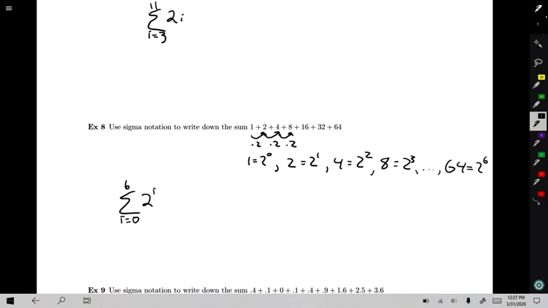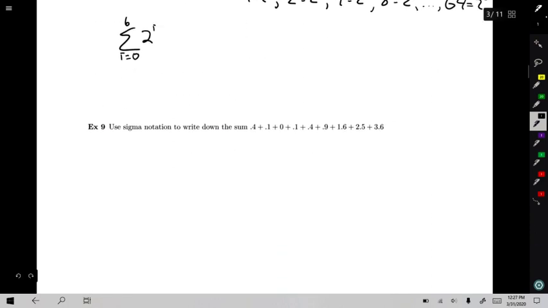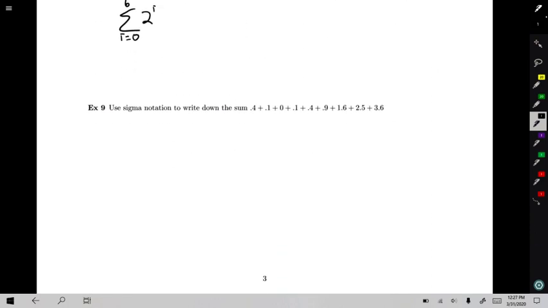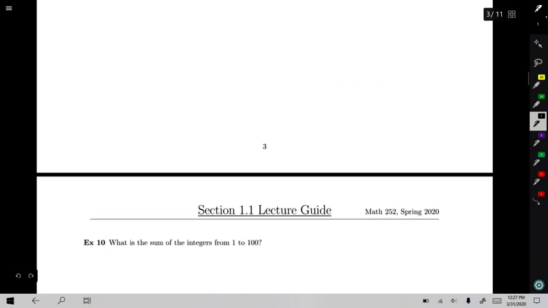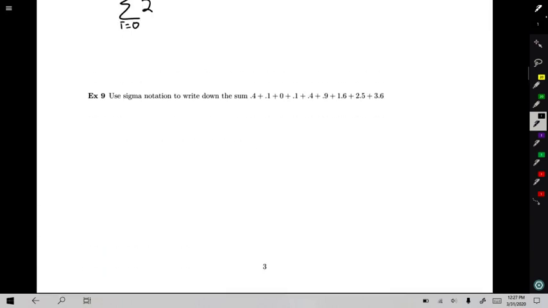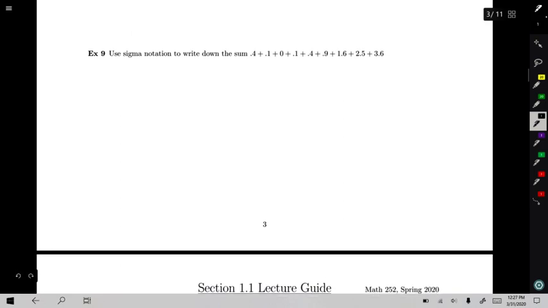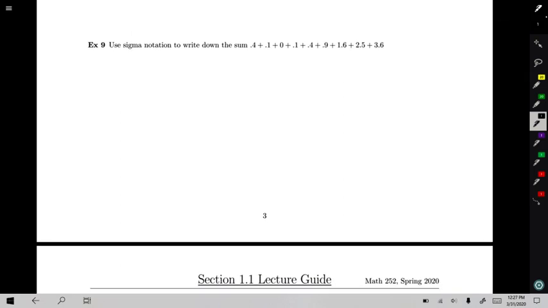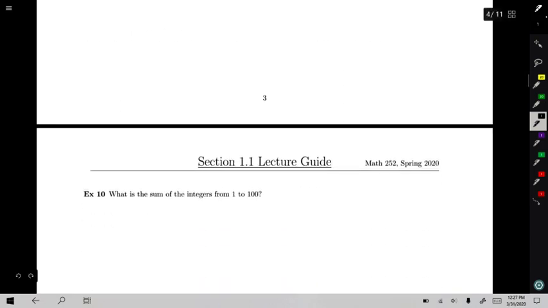All right, so we have another example here. Use sigma notation to write down the sum 0.4 plus 0.1 plus 0 plus 0.1, and so on. And I think I am, again, going to leave this for you to do at the moment, and I will come back to this in the next video. So go ahead and take a look at that problem and see the solution next.